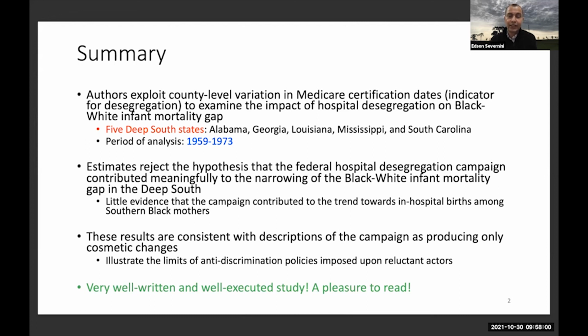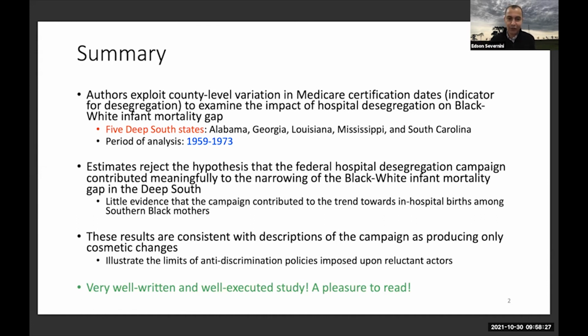They also find no effects on accelerating trends towards in-hospital births from Southern Black mothers. So they conclude that these results are consistent with descriptions of the campaign as producing only cosmetic changes, which illustrates the limits of these anti-discrimination policies imposed upon reluctant actors.